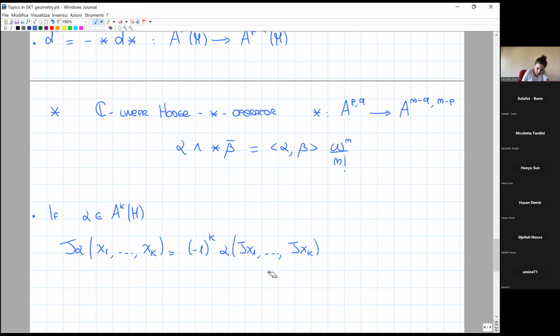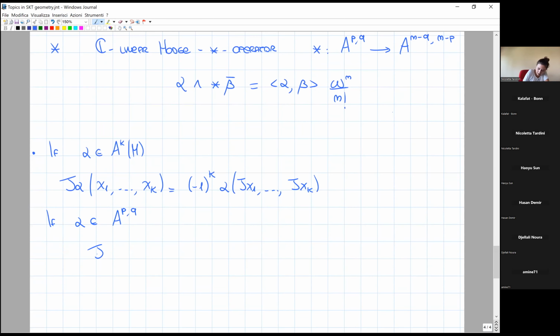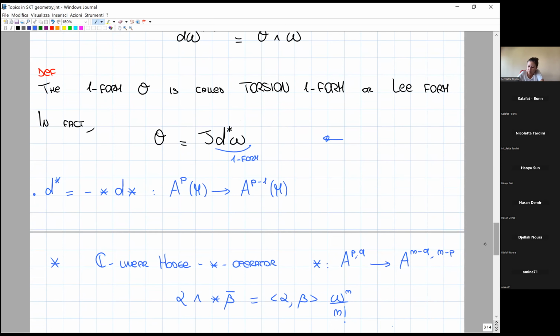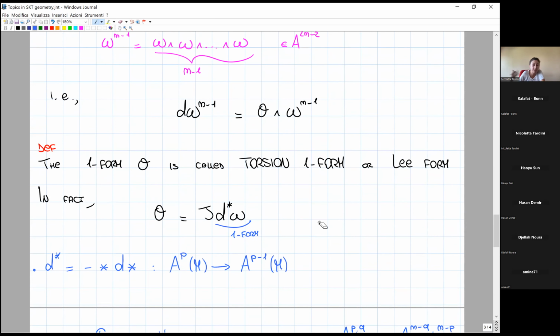Or equivalently, an equivalent way is that if alpha is a (p,q)-form, so if I have a specific bidegree, J of alpha is equal to i to the power q minus p of alpha, where (p,q) is the bidegree. So this is the action of J on forms. And so one can check that theta can be defined equivalently using this expression here or this other formula here, okay?